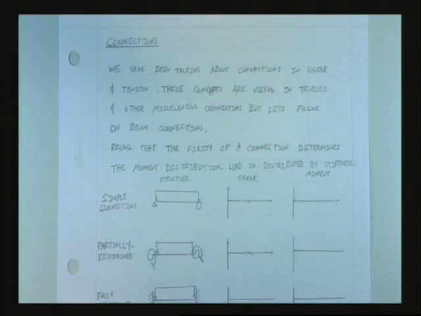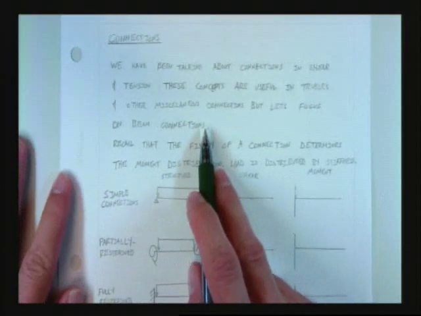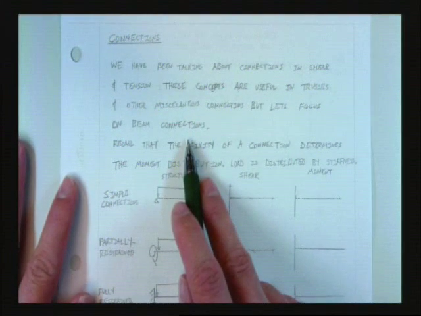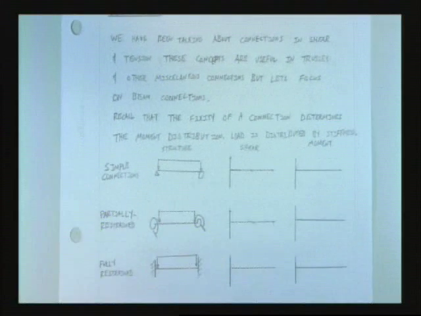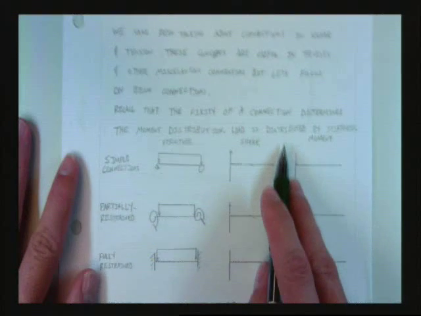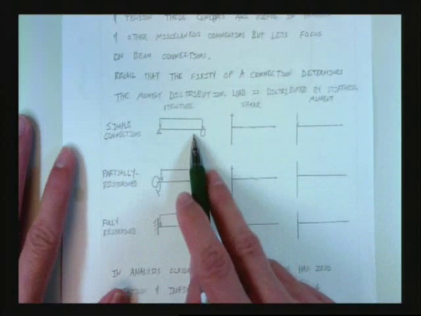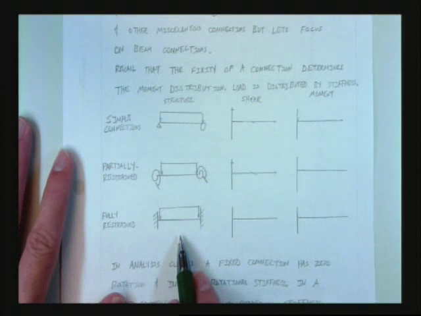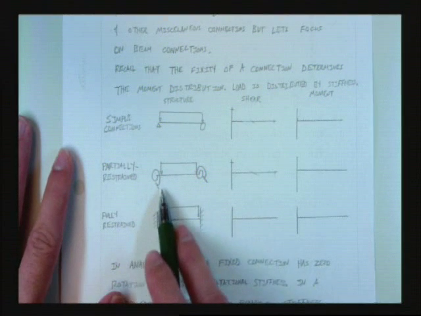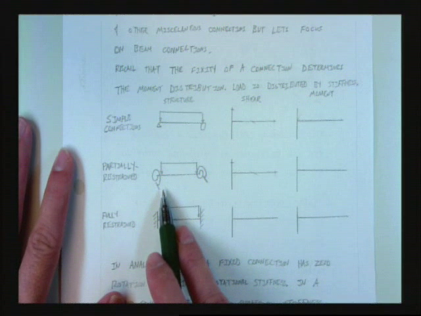Connections. We've been talking about connections and shear and tension. These concepts are useful in trusses and other miscellaneous connections, but now let's focus on beam-type connections. Recall that the fixity of a connection determines the moment distribution. Load is distributed by stiffness, at least in the elastic range. So what I mean by this is if I have a simply supported structure, and I've got what we call a fully restrained structure. Okay? And then we've got something in the middle that's a partially restrained structure. What's that mean? Not quite pin and not quite fixed.